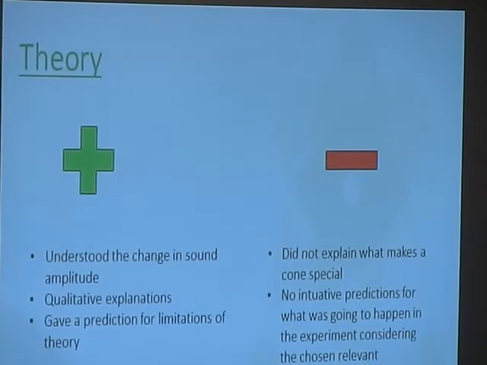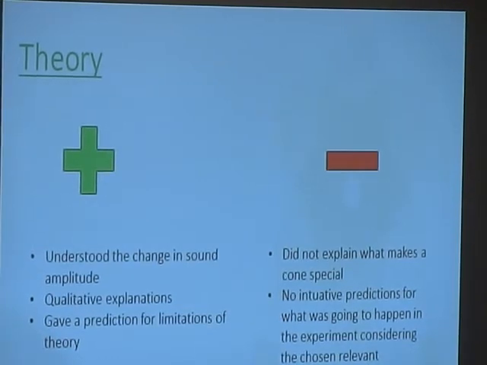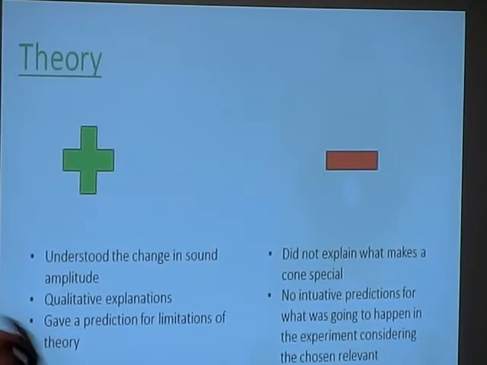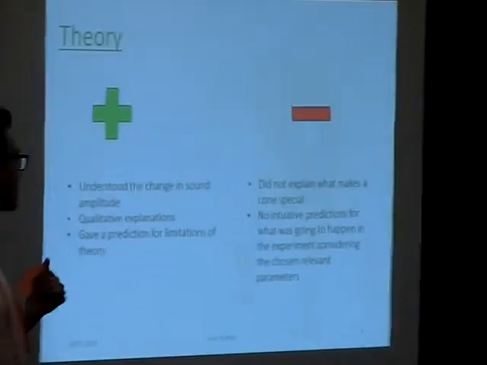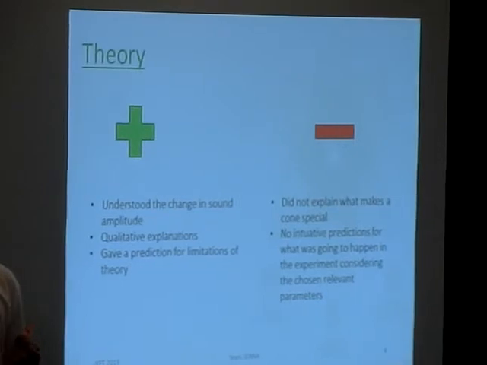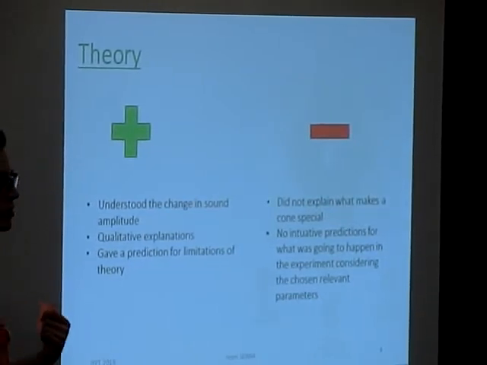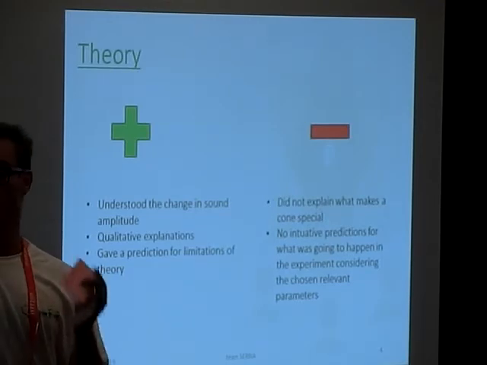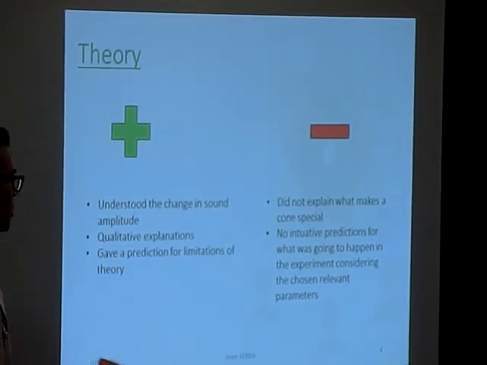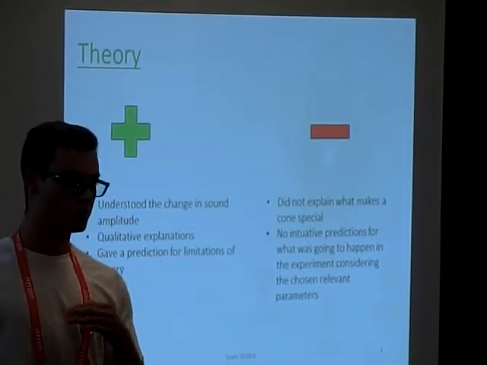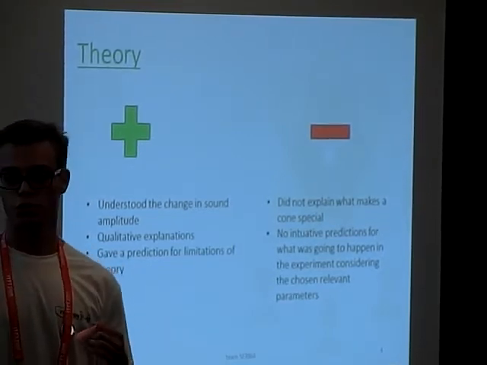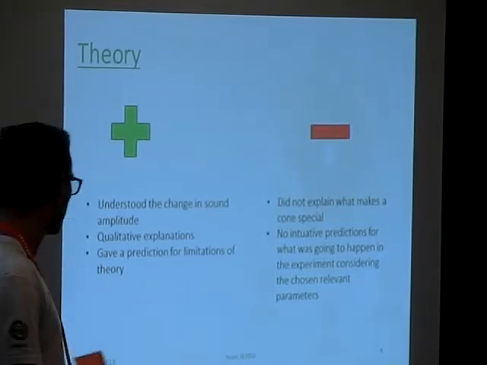Let's move on to the theory. He understood the change of the sound amplitude. He gave us the qualitative explanation and gave a prediction for limitations of the theory. But he didn't explain what makes the cone special, and he didn't mention what will happen if the cone had other shapes, like exponential and hyperbolic. He didn't give us the intuitive predictions for what is going on in the experiment, considering the chosen relevant parameters. He didn't consider what will happen if you change the height or the angle of the cone.